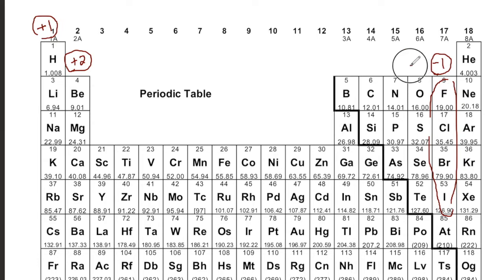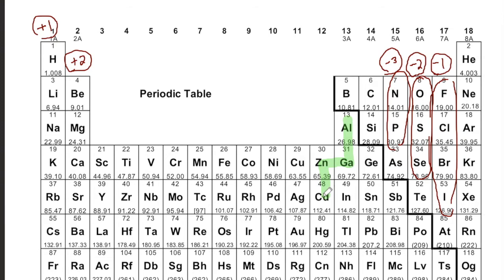These nonmetals over here form a -2 ion when they do form ions, and these would form a -3 ion when they form ions. Carbon and silicon tend to not form ions. They tend to become molecules and participate in molecular compounds rather than ionic compounds. So we won't put a charge for them.